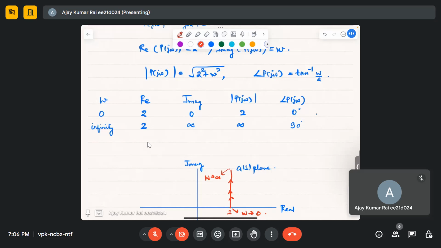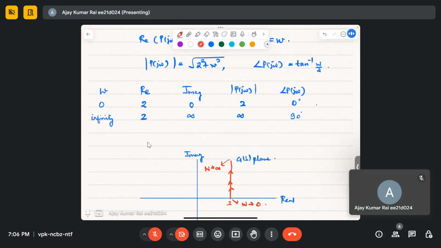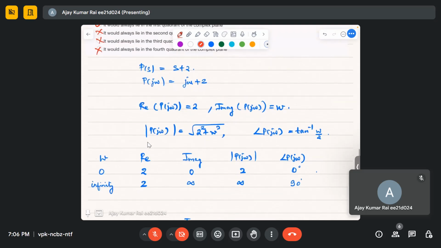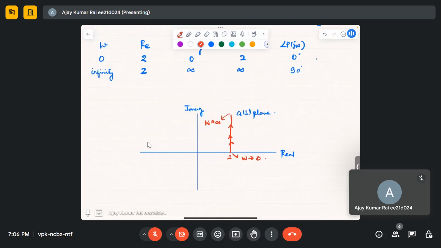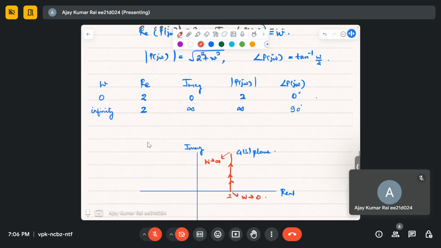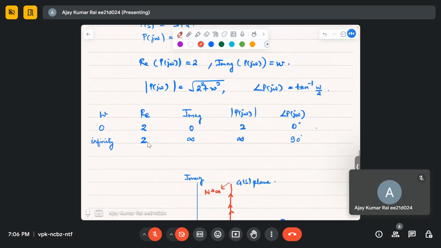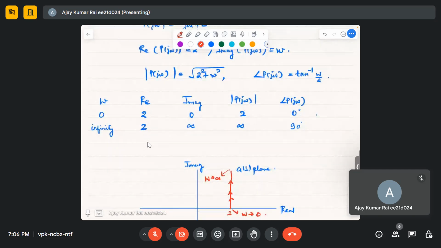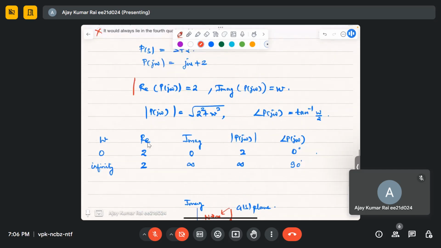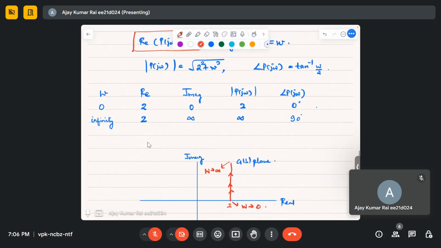Okay, how to plot the Nyquist plot? That we have already seen. For this particular case, s plus 2, we are getting this Nyquist plot starting from 2 and going to infinity in the first quadrant. The real part is not changing with respect to omega. It's always constant, because if you look at this function, the real part is not a function of omega, but your imaginary part is. That's why it's changing from 0 to infinity.